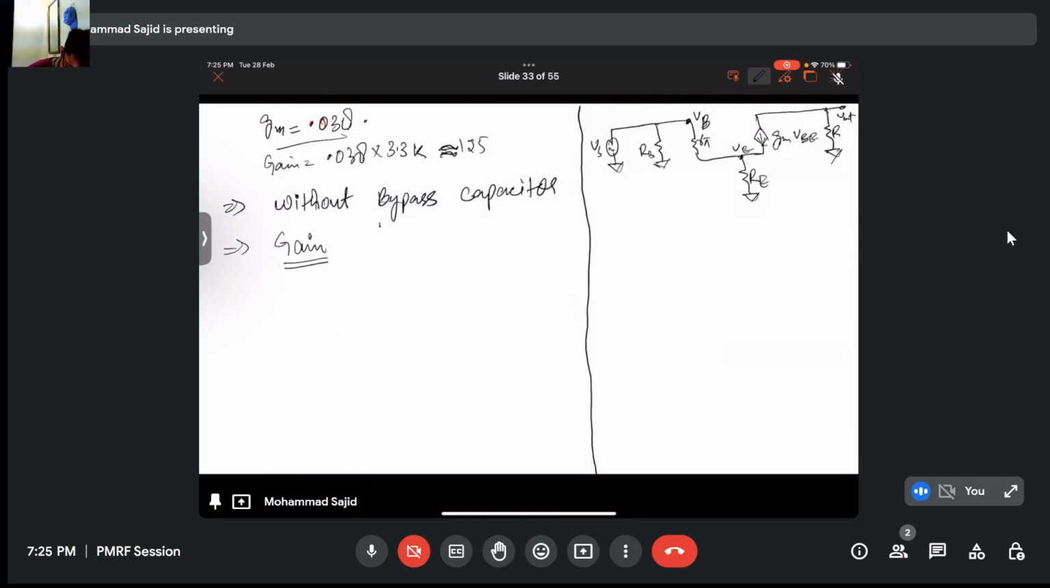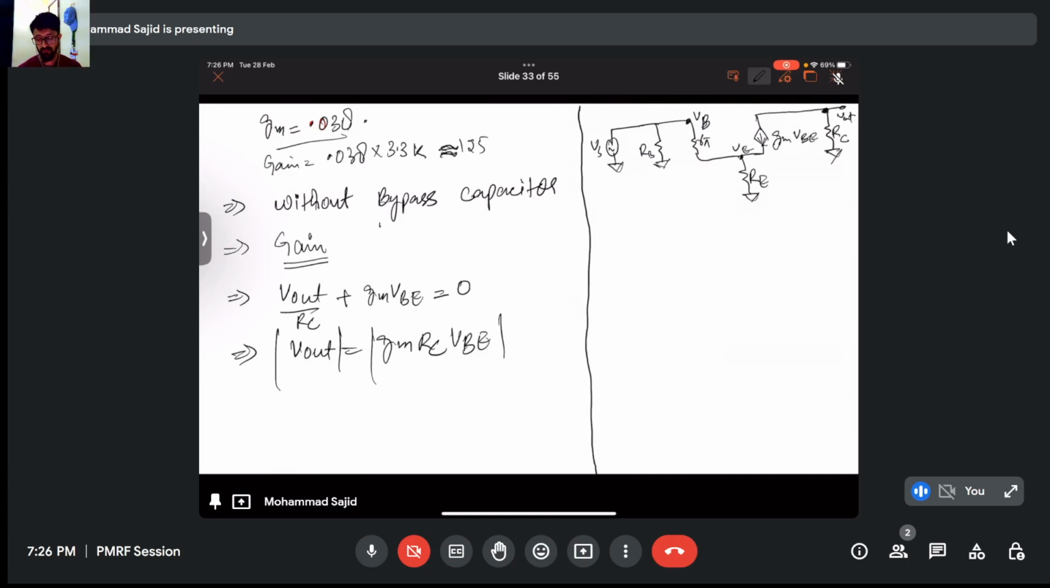Okay. Let's just apply KCL at this node. You will get V output by RC plus GM VBE is equivalent to 0. My V output will be simply equal to GM RC VBE, right? But here my VBE is VB, that is Vs minus VE.